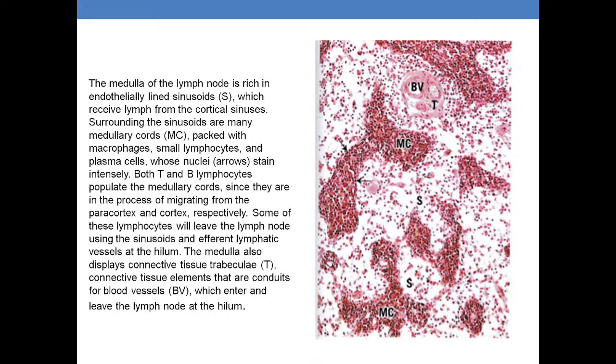Both T and B lymphocytes populate the medullary cords since they are in the process of migrating from the paracortex and cortex respectively. Some of these lymphocytes will leave the lymph node using the sinusoids and efferent lymphatic vessels at the hilum. The medulla also displays connective tissue trabeculae, connective tissue elements that are conduits for blood vessels which enter and leave the lymph node at the hilum.